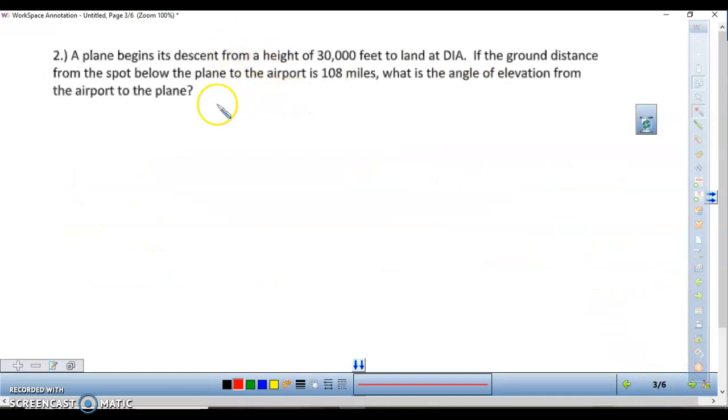All right, a plane begins its descent 30,000 feet in the air to land at DIA. So let me draw a little airplane here. It's actually not bad using this little crappy board. All right, here's the ground. It's supposed to be flat, but bear with me. I'm a flat earther, as we know. All right, it's 30,000 feet up.